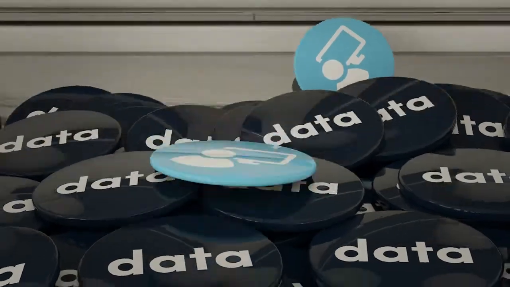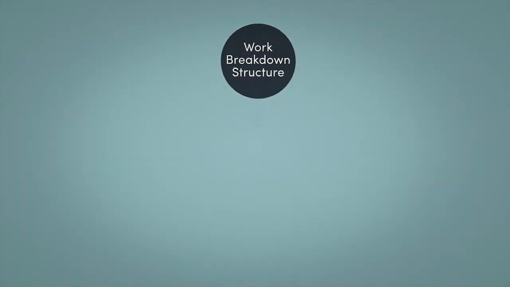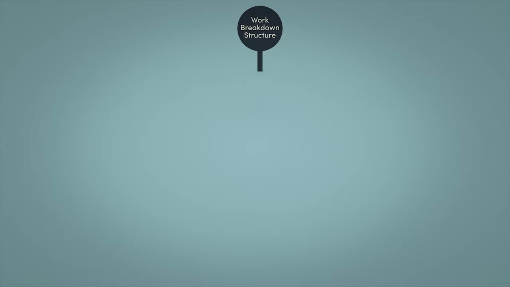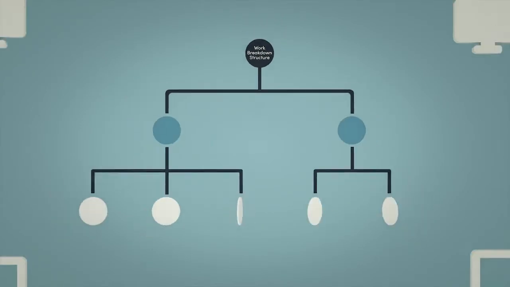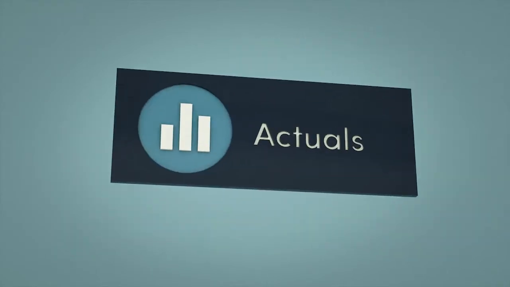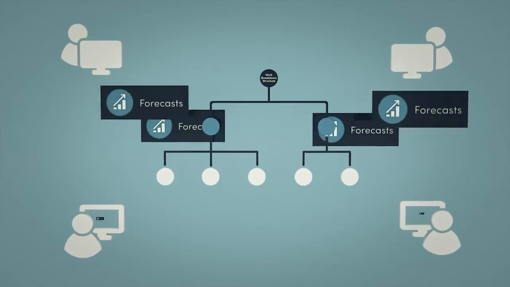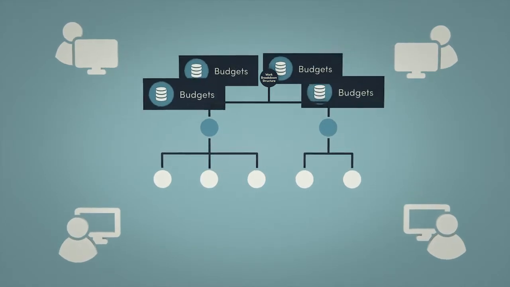By automating data management, Efficio OnTrack ensures skilled staff spend less time in the data and more time making informed decisions. OnTrack's work breakdown structure captures all costs such as rates, budgets, actuals, and forecasts to generate a consistent cost capture model.